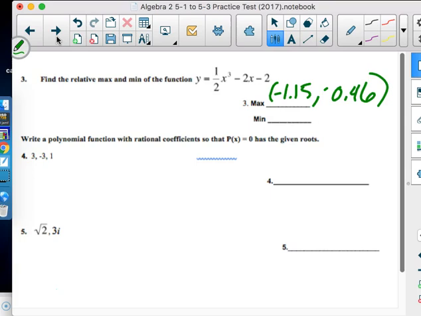Then we need the minimum. So second trace, number 3, minimum. Blinky needs to be on the left side of the valley. Press enter. Right side of the valley. Press enter. Enter to guess. 1.15, comma, negative 3.54, rounding.